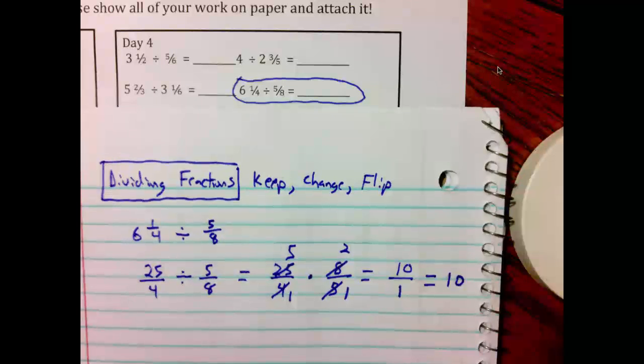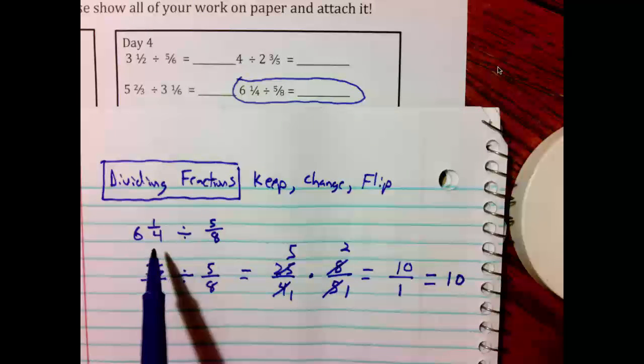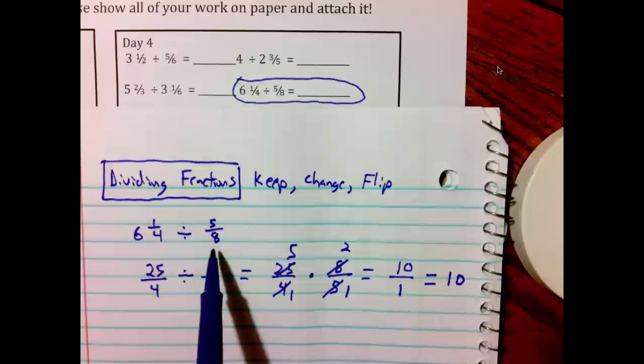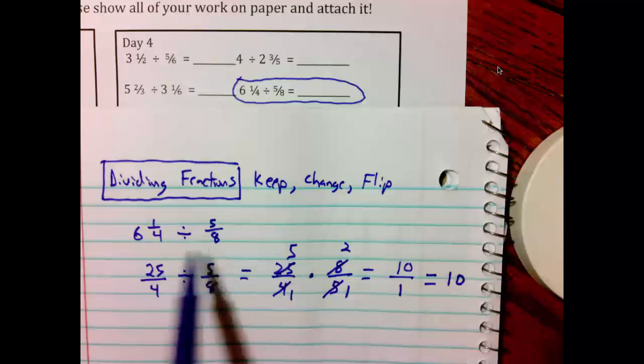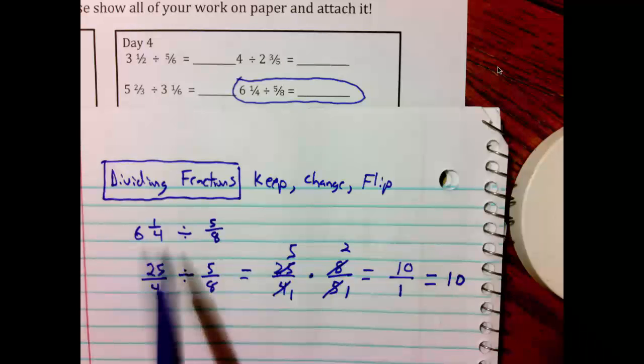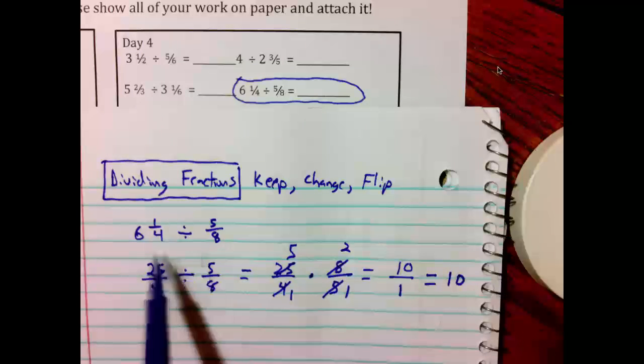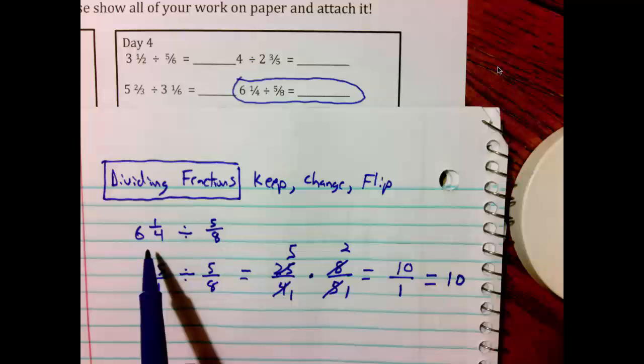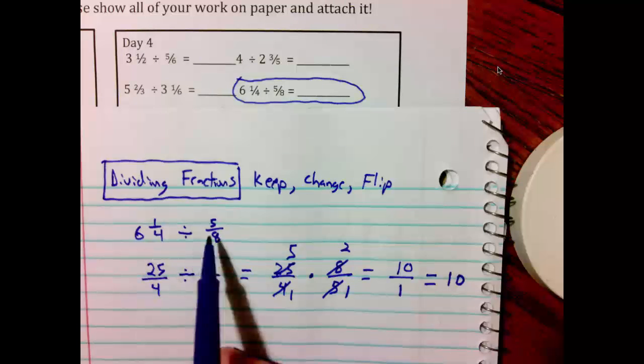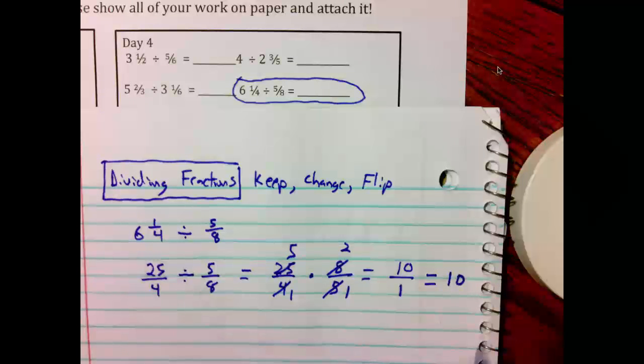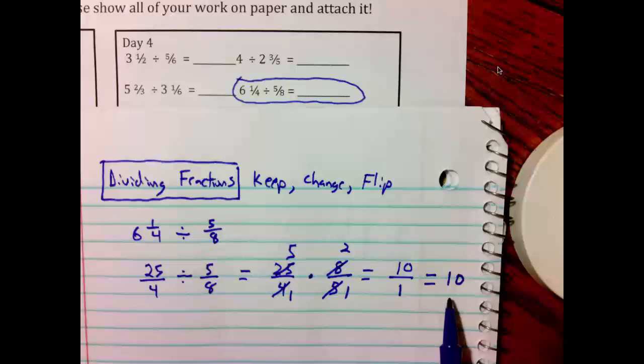Alright, now lastly we should consider reasonableness. This one's a little tricky with reasonableness. 6 and 1/4 is close to 6. 5 over 8 is close to 1/2. So we're asking ourselves, 6 divided by 1/2. That is, how many times will 1/2 go into 6? Well, another way to say that is in 6, how many halves are there? In 6 there are 12 halves. 1/2 will go into 6 approximately 12 times. Well, we see our result is 10. So our result is in the ballpark. That is a reasonable answer.